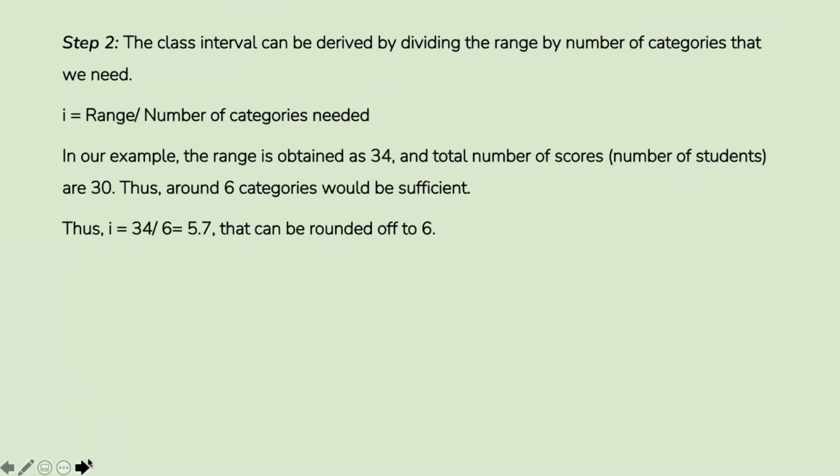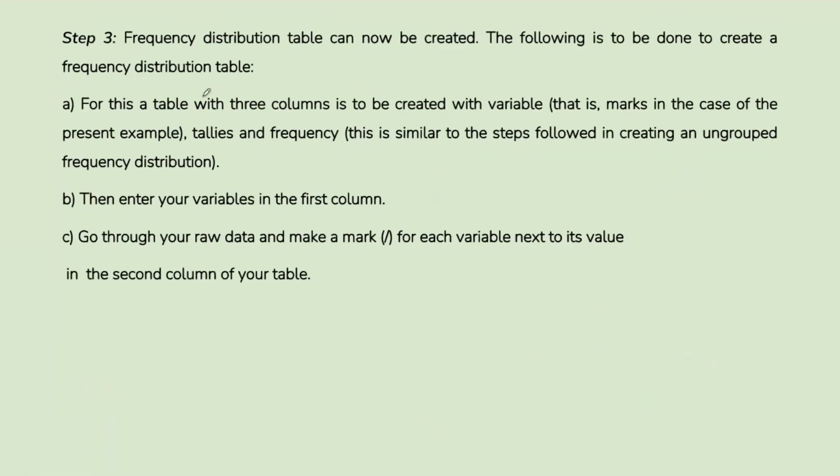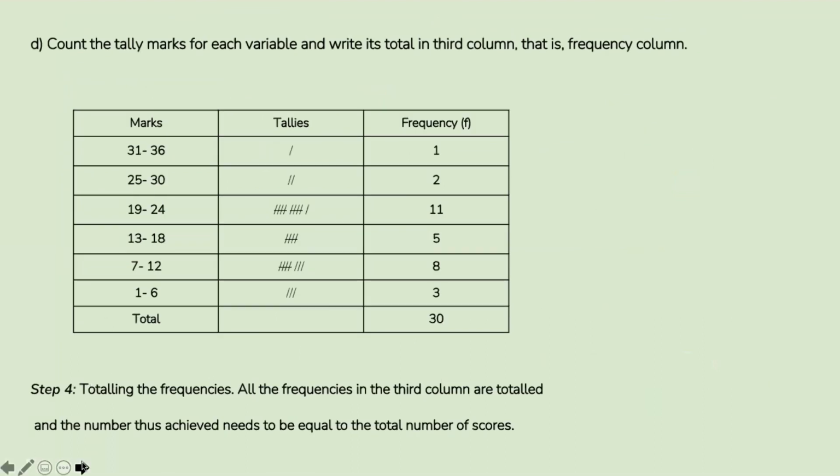Once you have calculated the length of the class interval, then you have to create the frequency distribution table. Again, it is similar to the steps which we did in the previous example. I will explain each of these steps again in detail. So each interval is of length 6: 31, 32, 33, 34, 35, and 36. Each is of length 6.